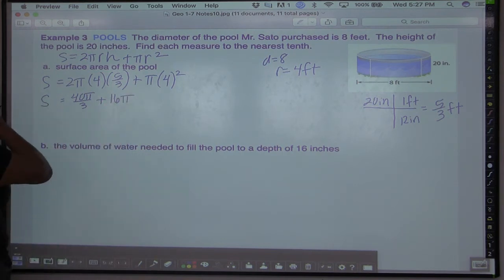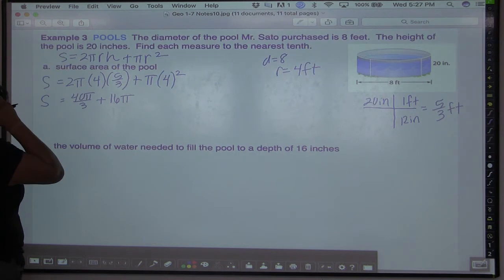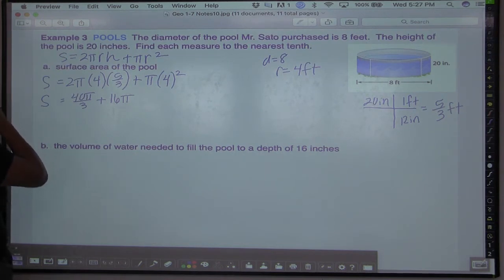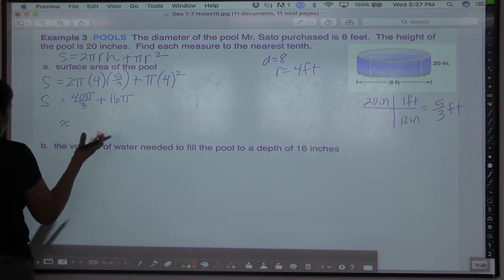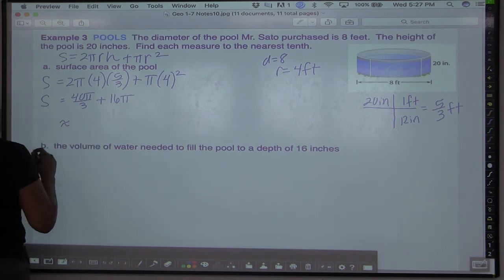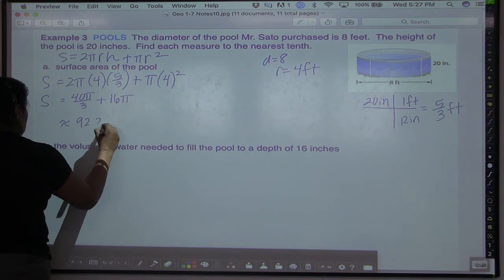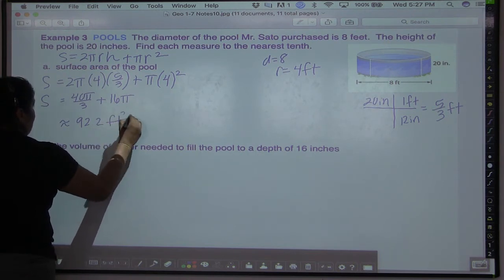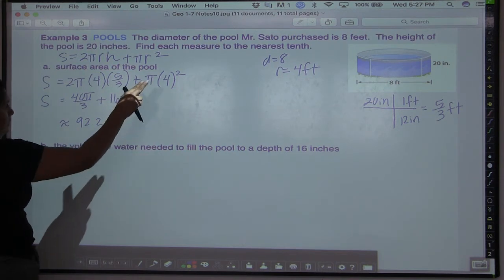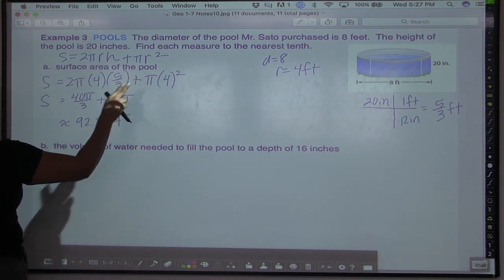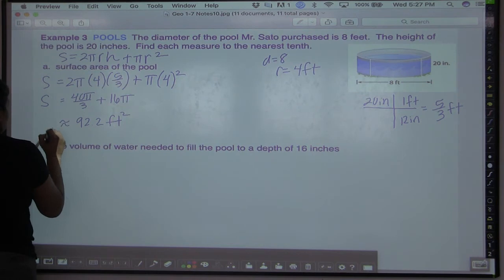And I don't like to plug in the pi until the very end so that you can get the most accurate decimal approximation. So at this point, you can plug this into the calculator, and then you'll get, because of course pi is irrational, 92.2 feet, and that's squared because it's the surface area, and it's 0.2 because it's said to round to the nearest tenth. All right, so that is that guy.